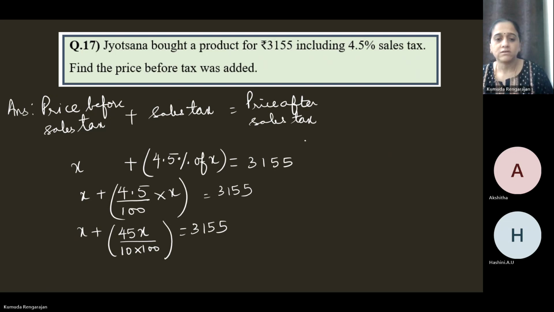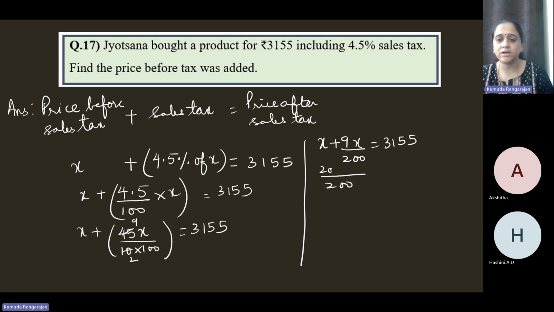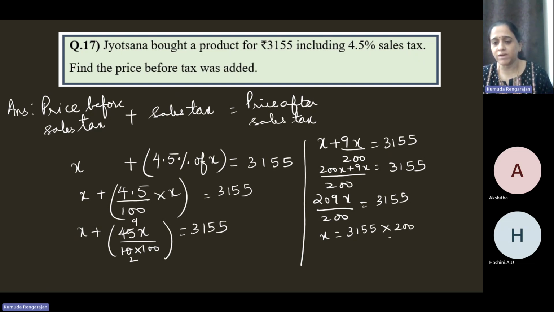Then 5 nines are 45, 5 twos are 10. So it is X plus 9X by 200 is equal to 3155. Common denominator 200: 200X plus 9X is equal to 3155. 209X by 200 is equal to 3155. X is equal to 3155 into the reciprocal, so 200 by 209.